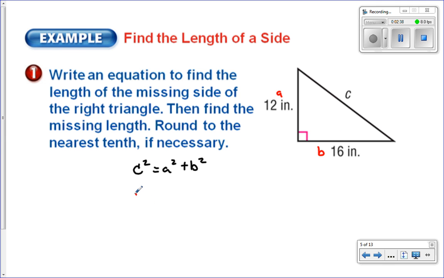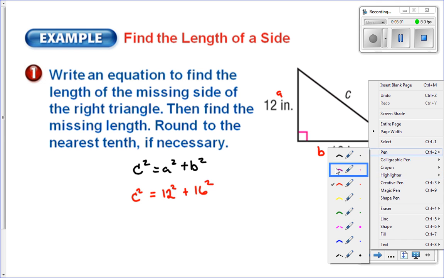I should then be able to take my numbers and plug them in. I don't know what C squared is, but I do know that I'm going to take 12 and plug it in for A. I have to square that. I'm going to add that with 16 squared here. You see how we took our numbers from the diagram and plugged them into our equation. Now we just want to square those numbers.